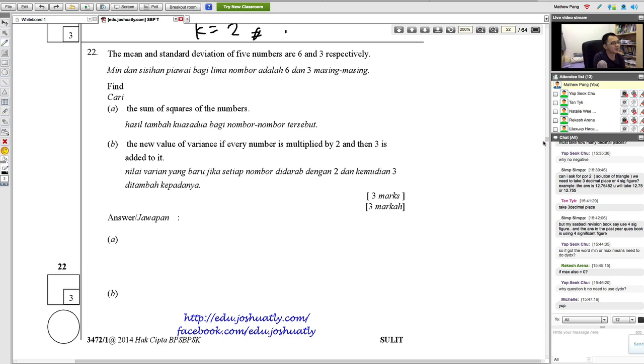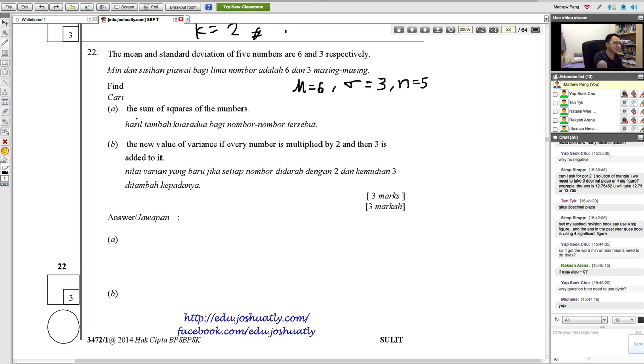Okay, let's move on to this one. I think this is statistics. Okay, sum of the square of numbers. So you have some information. The mean and standard deviation of the 5 numbers are 6 and 3. So first, I know my mean is 6 and my standard deviation is 3. Standard deviation is equal to 3, and the number of values I have is 5. This is all the information I have.